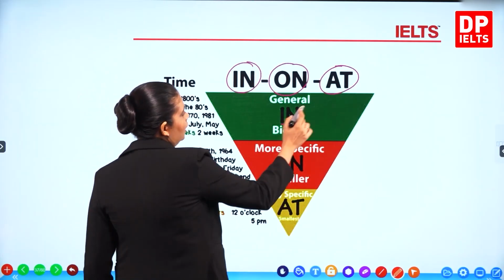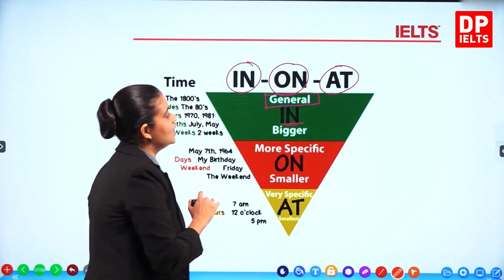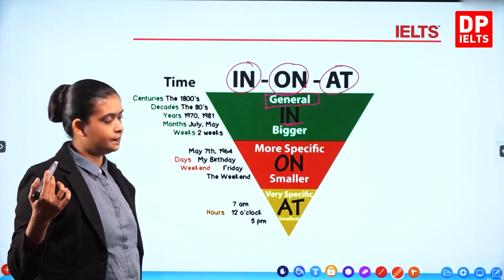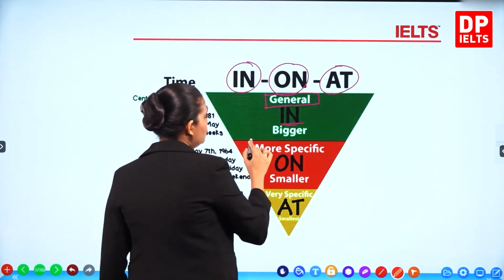So, if you want to talk about something in general, you use in, which is the bigger version. If it wants to be a bit more specific, you would use on.